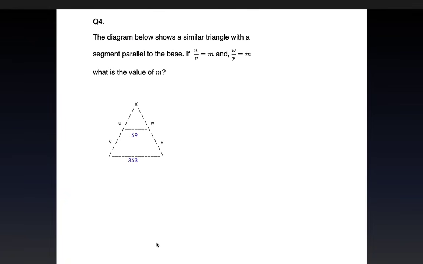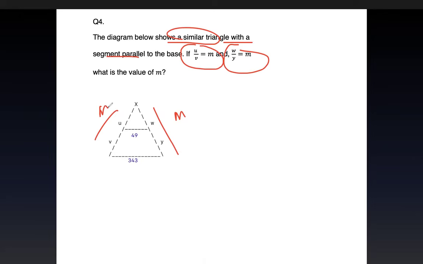It's actually a similar triangle if you look at it carefully. And they told you that the diagram below shows similar triangles. And the segment, this is parallel to that. And they give you these weird numbers. U over V is equal to M. W over Y is equal to what? M. That means this side is the same thing. This is the same side as M.